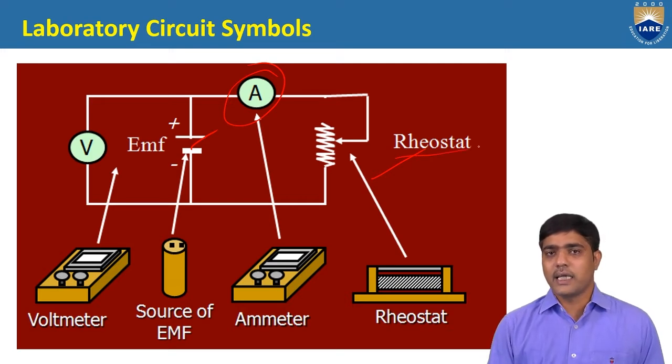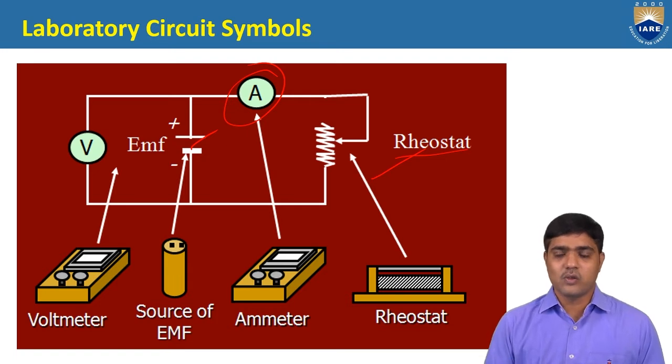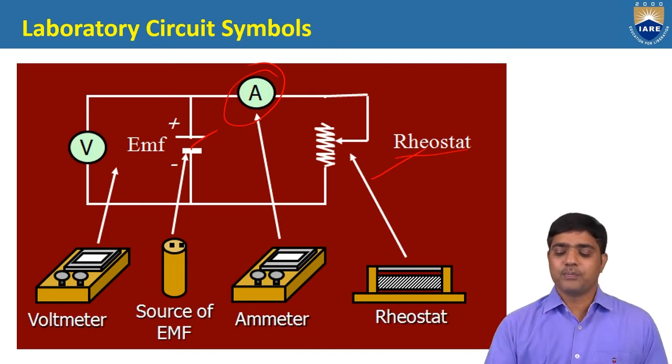The rheostat is like a variable resistor. If you want to vary the resistance, you would always have to replace the resistance with various values in the circuit. To avoid that situation in laboratory practice, we usually utilize the rheostat, that is, a variable resistance. By varying the position of the rheostat, you can get various values of resistance. So this is the general circuit which represents a laboratory electric circuit.